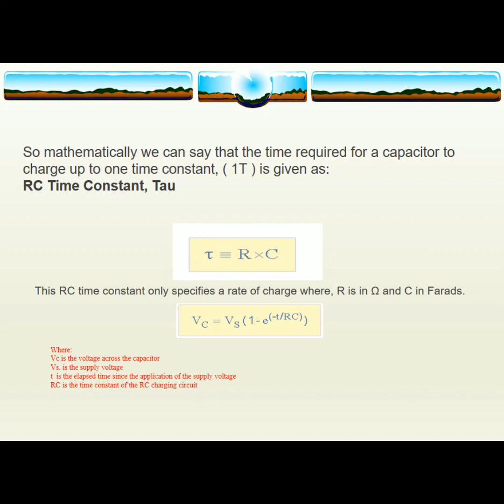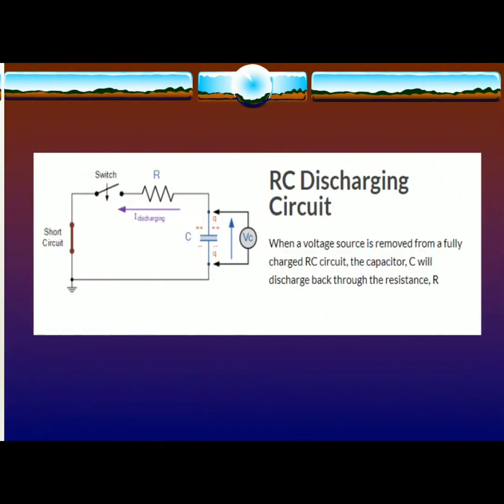the value of the voltage across the capacitor Vc at any instant in time during the charging period is given as Vc equals Vs times (1 minus e raised to the power minus t over RC), where Vc is the voltage across the capacitor, Vs is the supply voltage, t is the elapsed time since the application of the supply voltage, and RC is the time constant of the RC charging circuit.